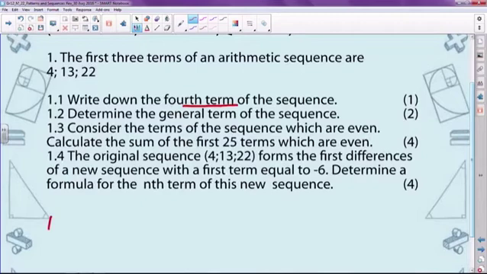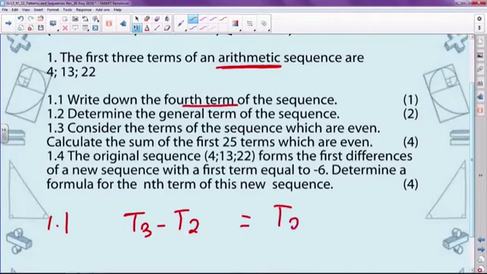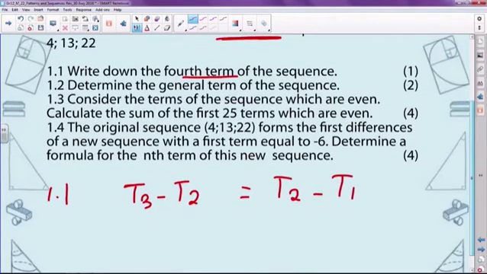Now, in order to do that, you need to work out the constant difference. Remember, they did tell you it's arithmetic, so you already know that your constant difference is given by term 3 minus term 2. That will give you the same answer as term 2 minus term 1. You can always do a quick check to see that it is an arithmetic sequence, but chances are if it's in an exam, they're not going to lie to you.